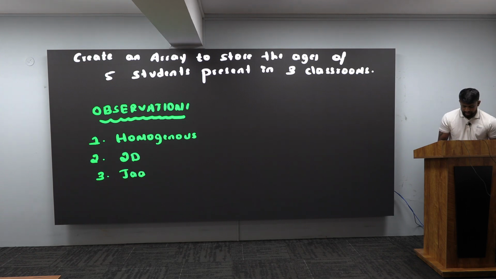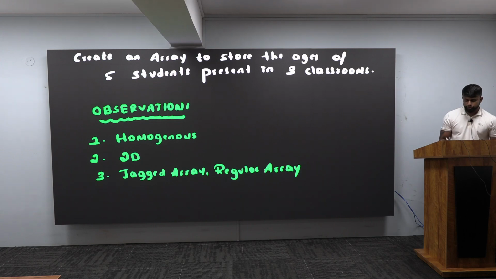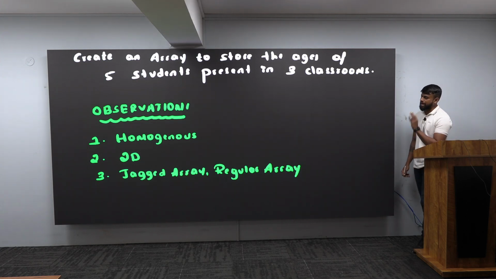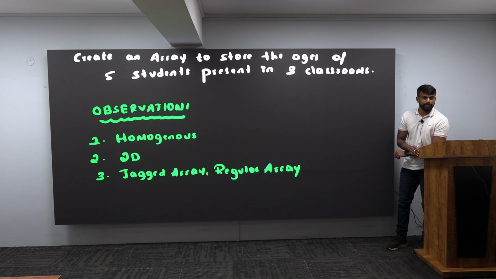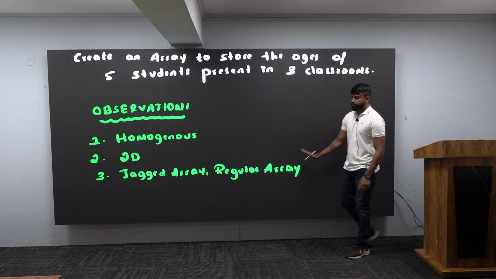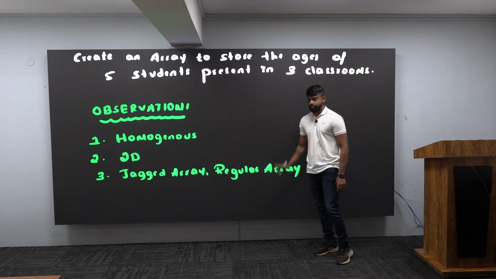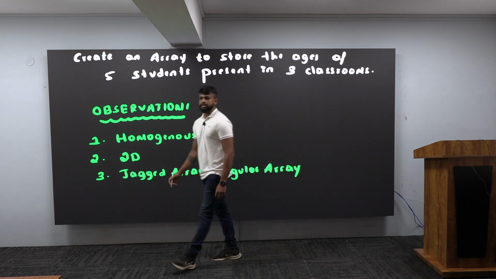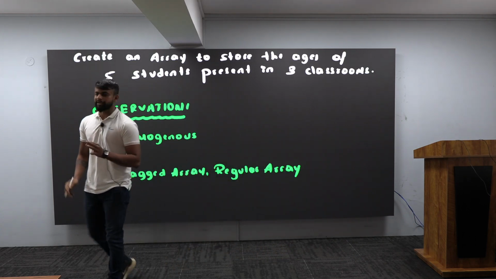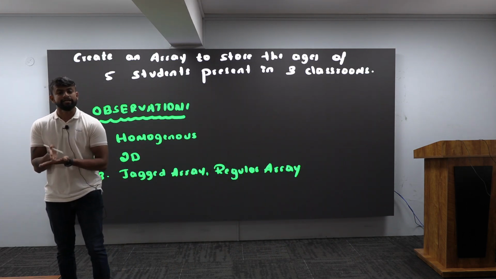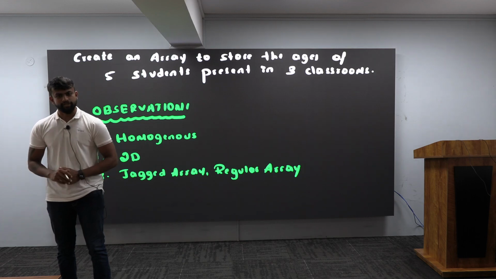Awesome. The third thing you should also ask is, is it a jagged array or a regular array? This is the question you should ask. What do you mean by jagged array and what do you mean by regular array? I don't want you to write this, please listen to me. Jagged array means it is irregular data. What is the meaning of this?